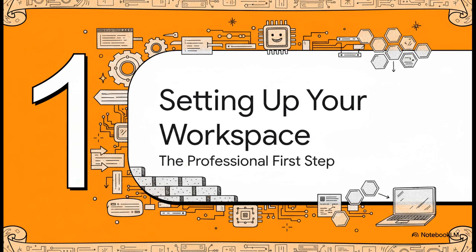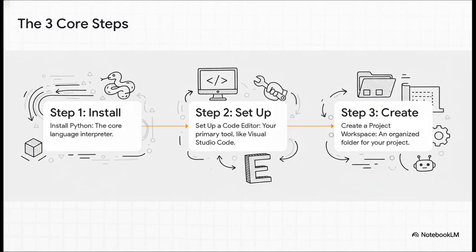Before we even think about writing a single line of code, we have to talk about the most important first step, setting up your workspace. Seriously, think of it like building the foundation of a house. Everything else, every single thing you build later, is going to rest on this. And look, I know this part can seem super intimidating, but it's actually not that bad. It really just boils down to these three simple steps. 1, you install Python itself, that's the engine. 2, you set up your code editor, which is like your workshop. And 3, you create a nice, organized folder for your project.